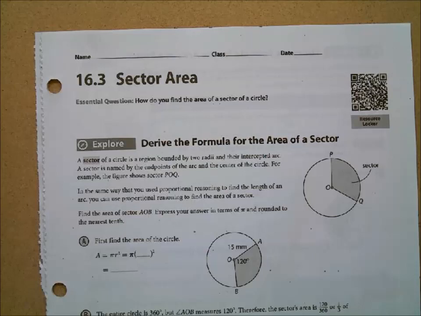All right, let's try letter B here. We want to find sector HGJ, so that's the shaded sector right here. 131 degrees is our angle, so that will go over the 360 times pi times our radius squared of 12. 12 squared is 144.